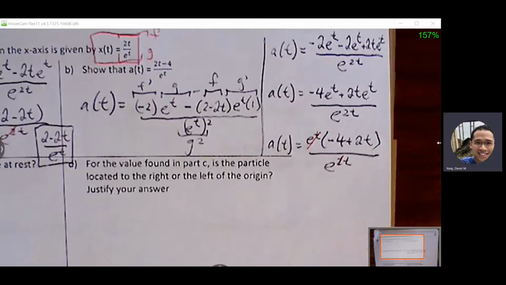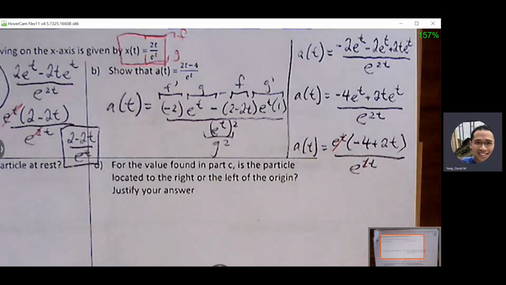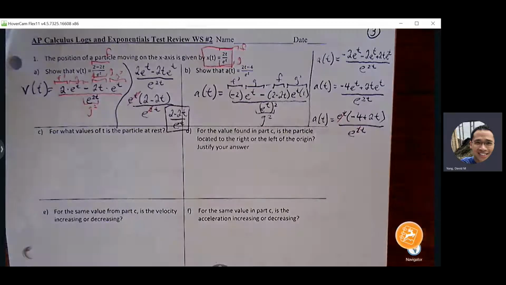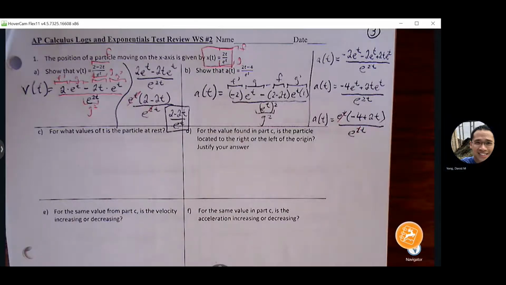All right, let's go to part C. Part C says, for what value of t is the particle at rest? So particle at rest, how do we go from there? What does that mean? Yeah. Particles at rest is when you're not moving. And if you're not moving, velocity is 0. So that's what we're doing, saying velocity equals 0.